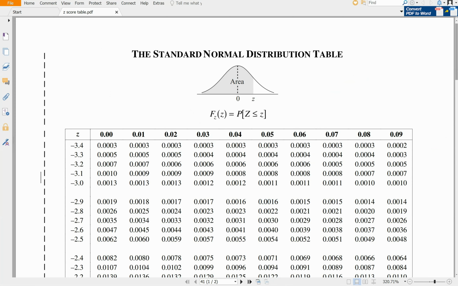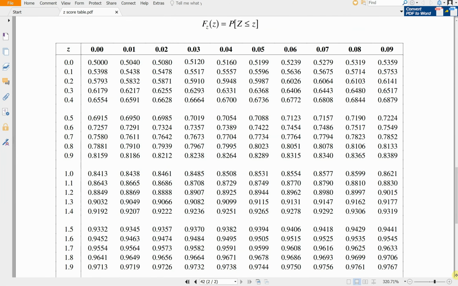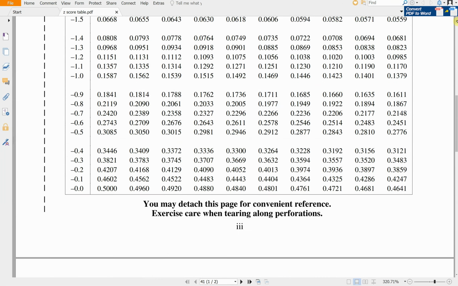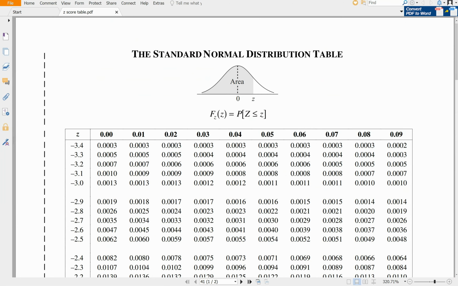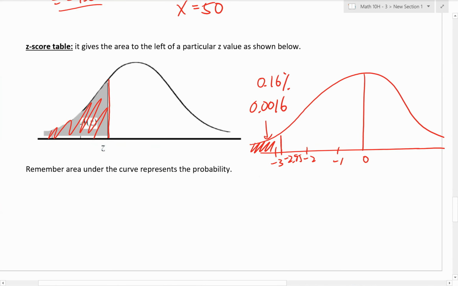You can see these are negative z-scores. We can move down to get positive z-scores. Keep moving, and you can see these will be positive z-scores. But again, this table shows you the area under the curve for less than that particular z-score. So here's the key: it's the probability that the z-score is less than whatever z-score you decided to use. Let's go back to our handout here.